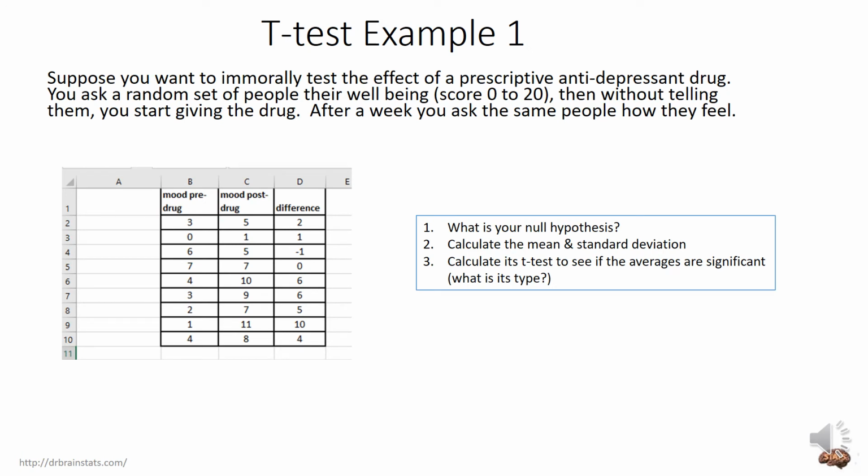So now we'll dive straight into our t-test example. Suppose you want to test the effect of a prescription antidepressant drug. You ask a random set of people their well-being, score them 0 to 20, then about 10 of them you start giving the drug. After a week, you ask the same people how they feel. So our questions will be: what is your null hypothesis? Calculate the mean and standard deviation. Calculate the t-test to see if the averages are significant.